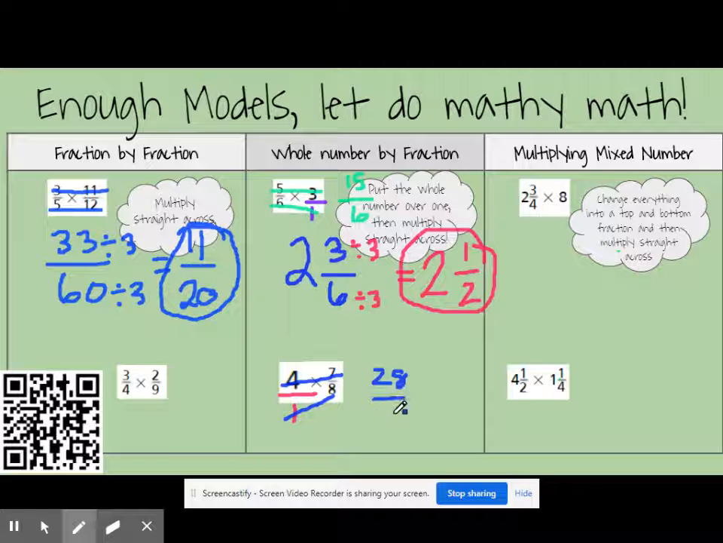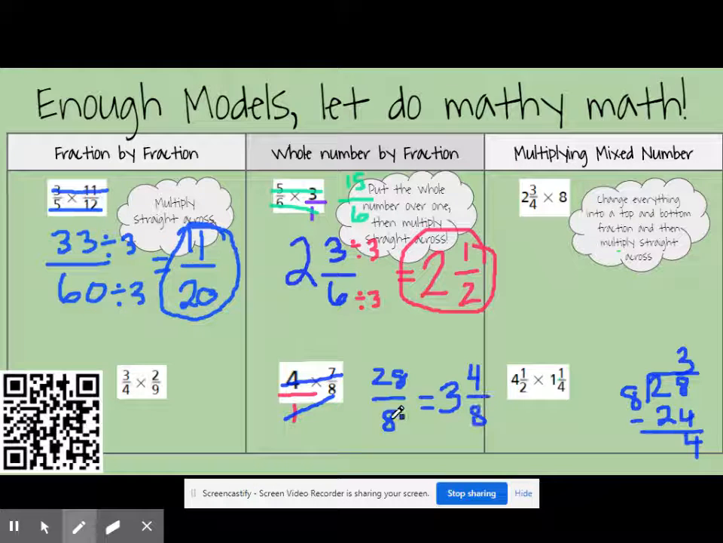1 times 8 is 8. Once again, the top's too big, so I have to convert it to a mixed number. A fraction bar means divide. So let's see how many times 8 can go into 28. 8 goes into 28 3 times. So that gives me 3 wholes. And let's figure out what's left over. 8 times 3 is 24. I have 4 left over. So I have 4 out of 8 pieces left over. The denominator always stays the same.